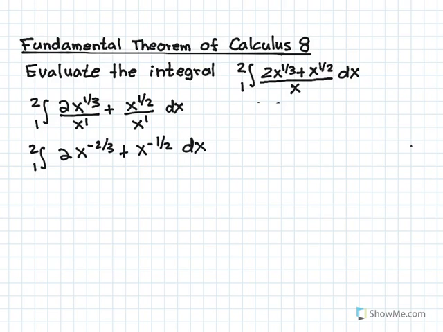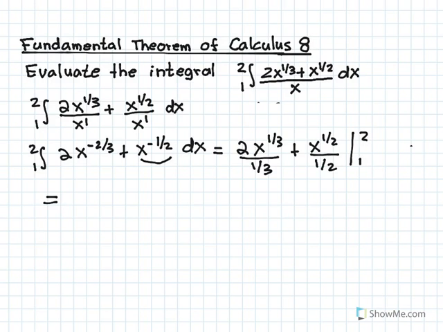Now we'll reverse the power rule, integrating term by term. We're going to get 2x^(-2/3 + 1), that's 1/3, divided by 1/3, plus the integral of x^(-1/2). Add 1 to the exponent and divide by the same number. We get x^(1/2) divided by 1/2, evaluated from 1 to 2. We just applied the fundamental theorem of calculus.